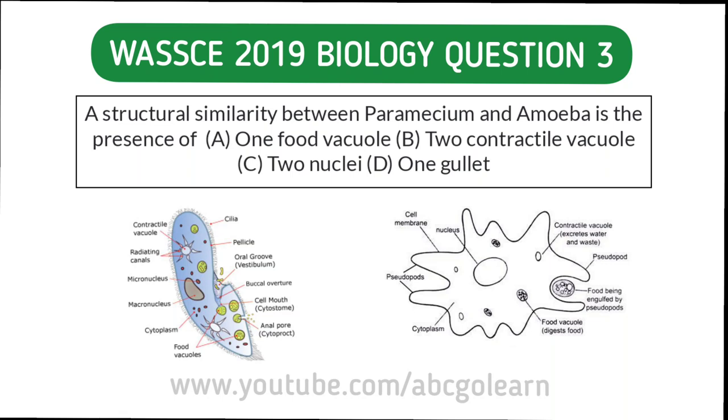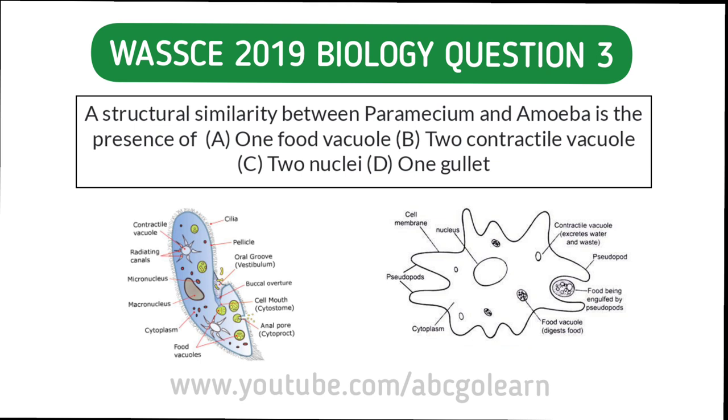Question number 3 of WASSCE 2019 biology question. A structural similarity between paramecium and amoeba is the presence of: A. One food vacuole, B. Two contractile vacuoles, C. Two nuclei, D. One gullet.